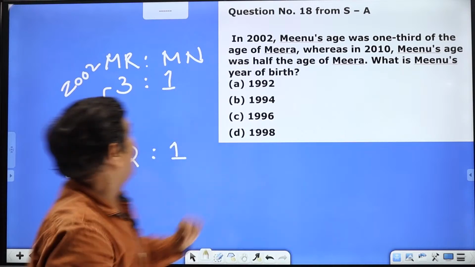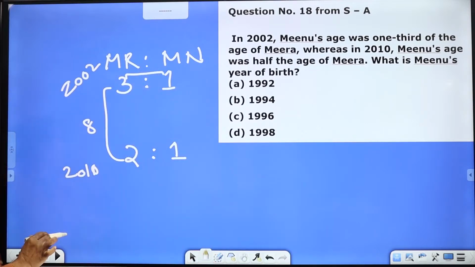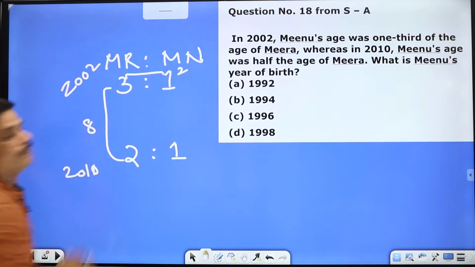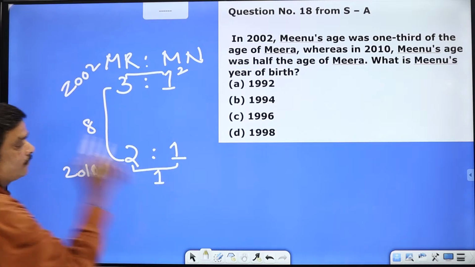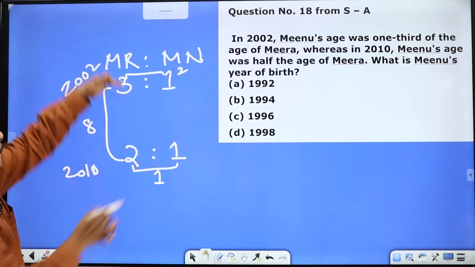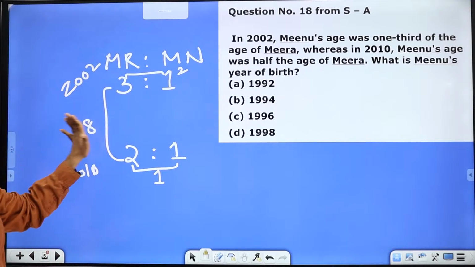How is that one? The technique is to take the difference between these two. What's the difference? 3 and 1, the difference is 2. But here, for 2 and 1, the difference is only 1. The technique goes like this: if both the differences are the same, directly you can conclude.